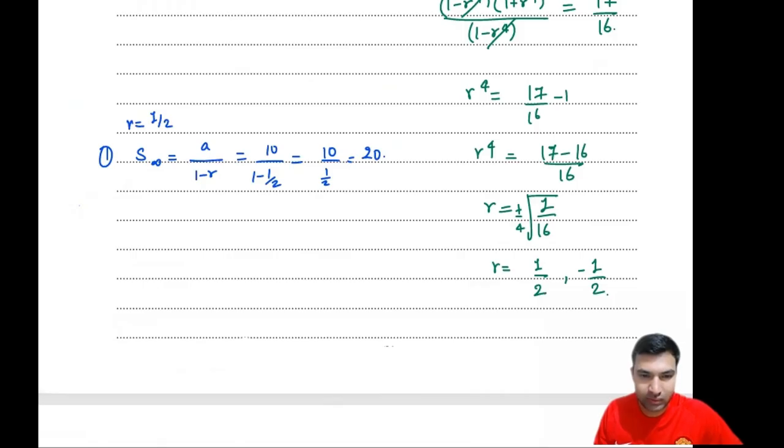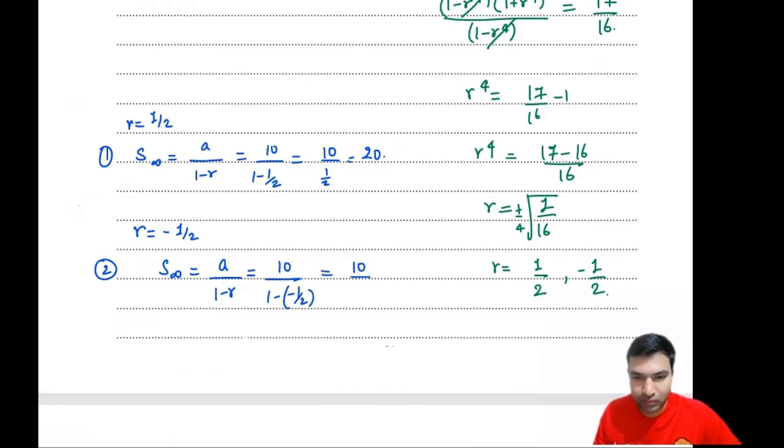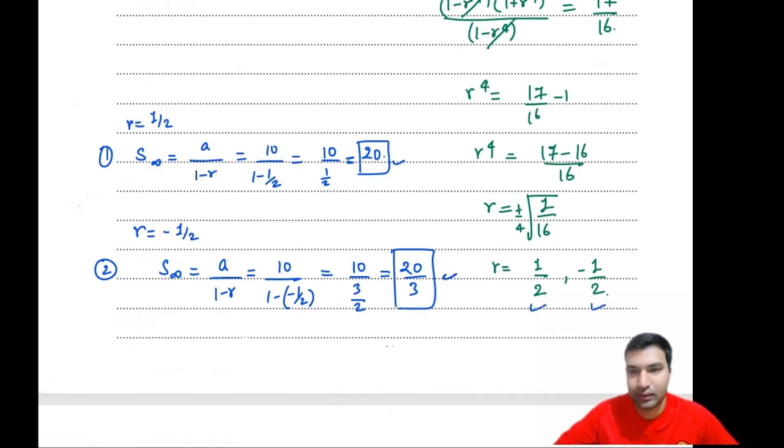And then for R equal to negative 1/2, second scenario, sum to infinity will be A over 1 minus R. A is already 10. 1 minus of minus 1 by 2 gives you 3 over 2. 2 goes up, so this becomes 20 over 3. All right. So these are the two possible answers we got for the sum to infinity for two values of R, that is positive half and negative half. So this is what the question was all about.